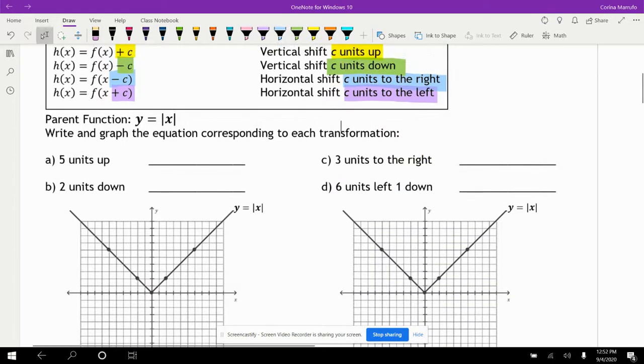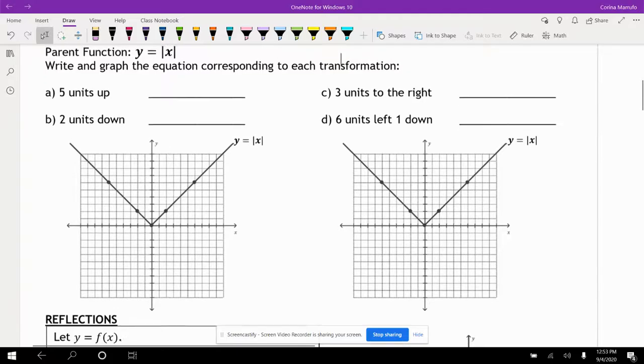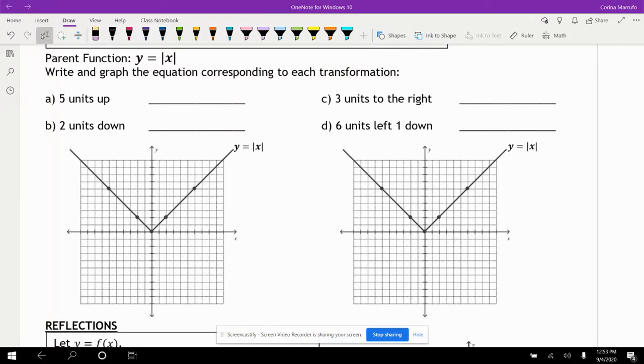Okay. So here we have the parent function. In this case, we have the absolute value of x. It wants us to write and graph the equation corresponding to each transformation. So here is my absolute value function. They already did the parent function for us. We don't have to draw it, it's here. So what they want us to do is translate it 5 units up. So I'm going to take this graph and move it 5 units up.